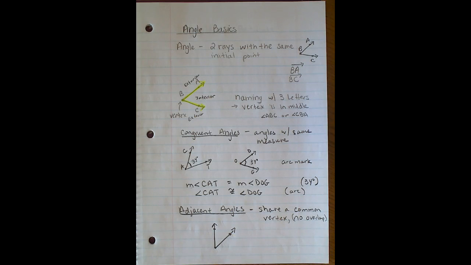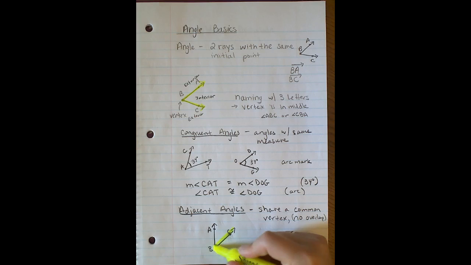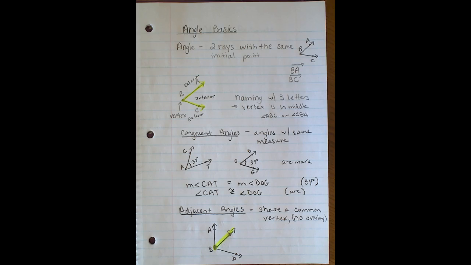So let's say this is angle ABC, and I have a second angle CBD. These two angles would be considered adjacent because of the common side that they share. And they share a common vertex. So, in short, adjacent angles are right next to each other. They're kind of smushed together, but there's no overlapping sections.